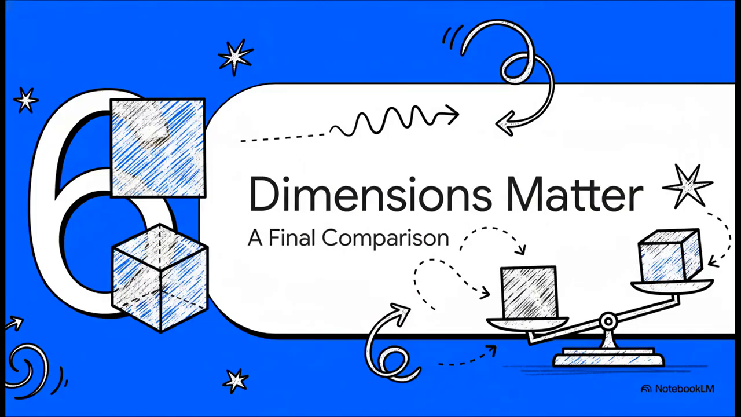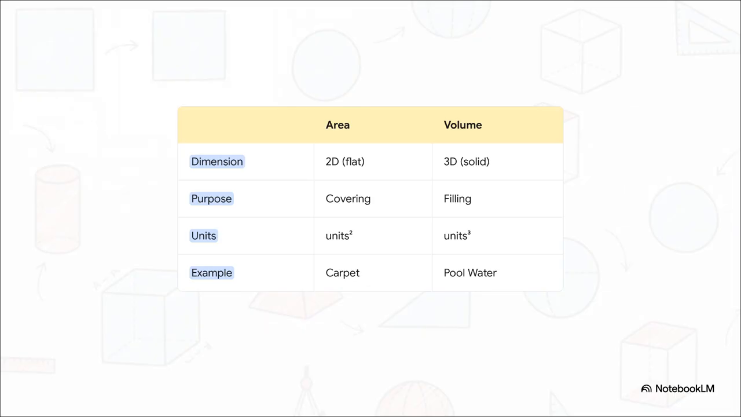Wow, okay, so after that whole journey from flat shapes to lumpy rocks, let's bring it all back home and put a bow on it with one final, clear comparison. And this table just lays it all out nice and simple. Area is two-dimensional, it's for covering a surface, and it's measured in square units. Think how much carpet you need for a floor. Volume is three-dimensional, it's for filling a space, and it's measured in cubic units. Think how much water you need for that pool. It really is the difference between a flat blueprint and the actual solid building.